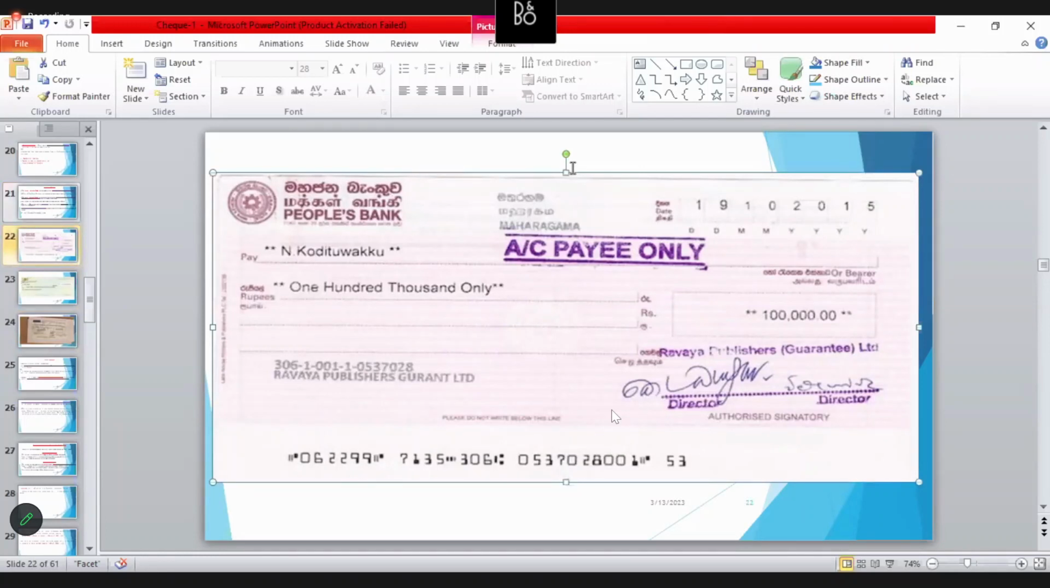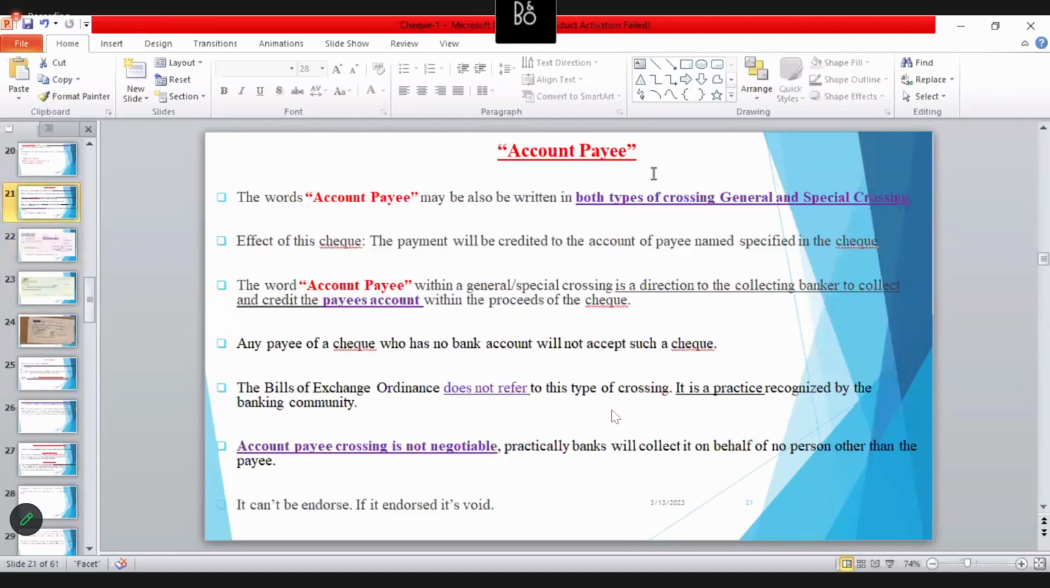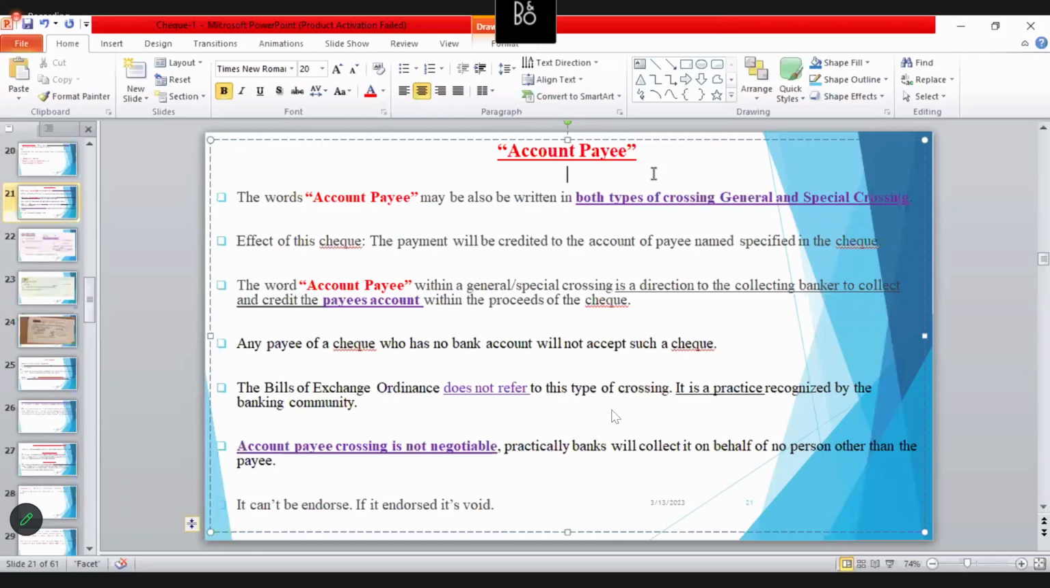Generally, the rules and regulations of a check were mentioned in our Bills of Exchange Ordinance, right? But regarding this account payee check, nothing is said in the Bills of Exchange Ordinance. This account payee check evolved from practice.